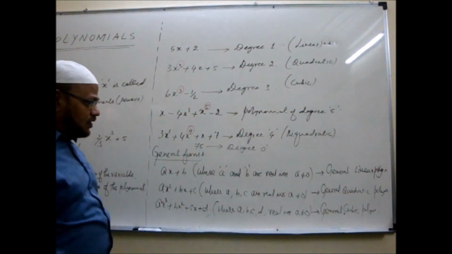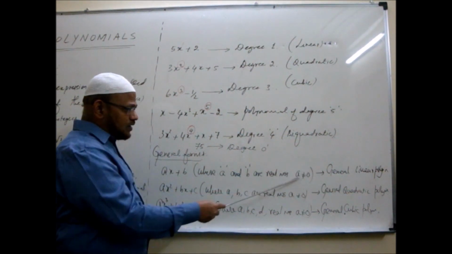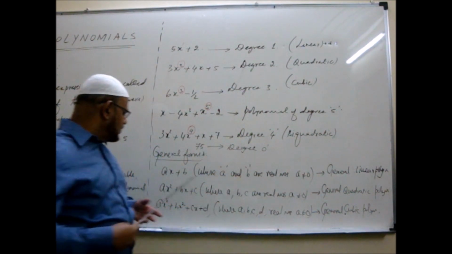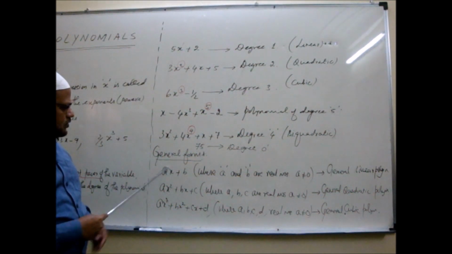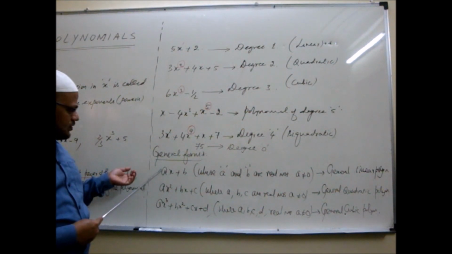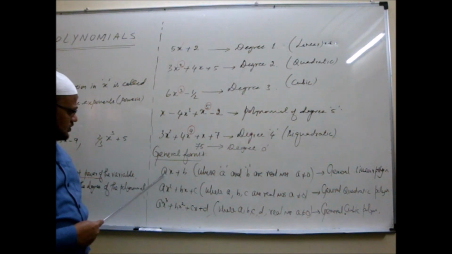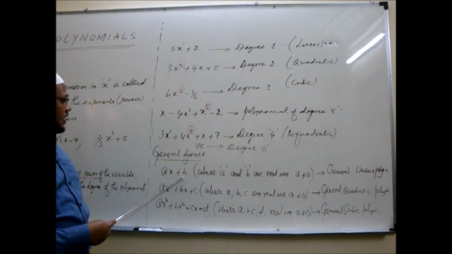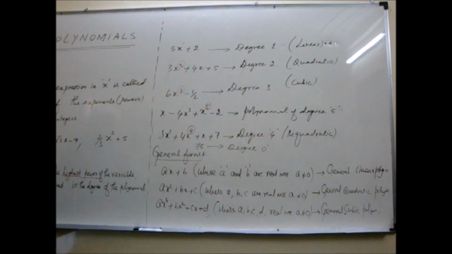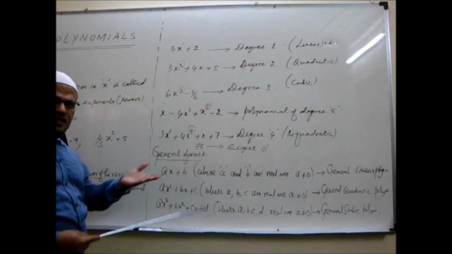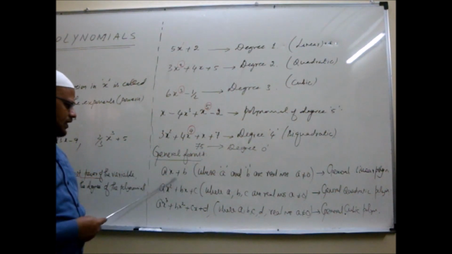General linear polynomial. Why a not equal to 0? I told you a is a real number, and 0 is a real number. Suppose I put a equal to 0. Then the x term won't be available there: 0 times x, no x. It will work like a constant. So this coefficient of x should not be 0. The constant term can be 0, no matter. For example, 2x or 5x, 5x is a linear polynomial; the constant term is not there. So b may be 0, but a should not be.